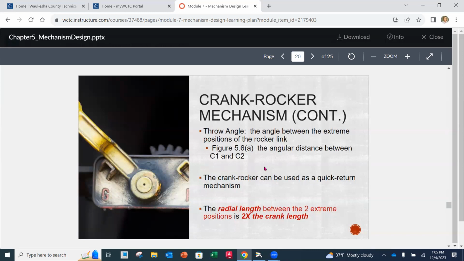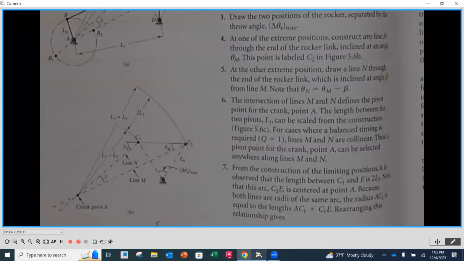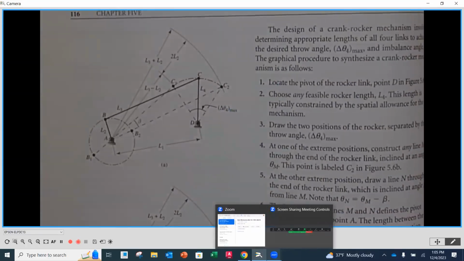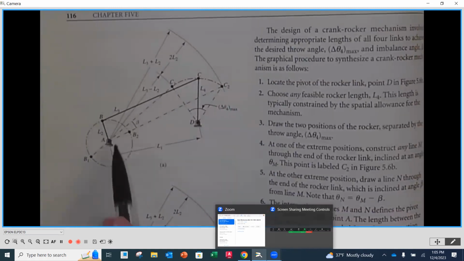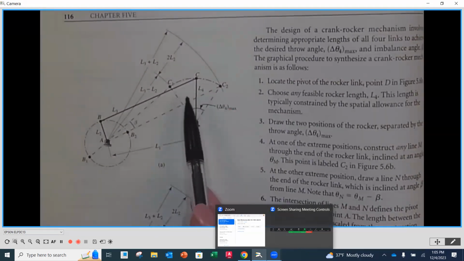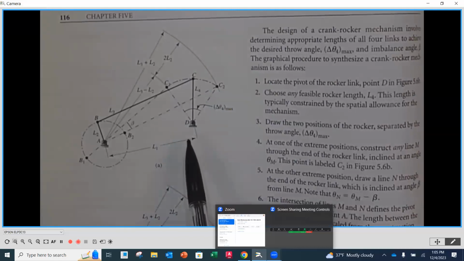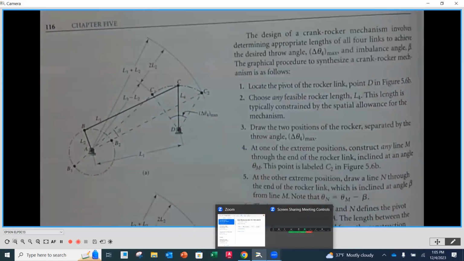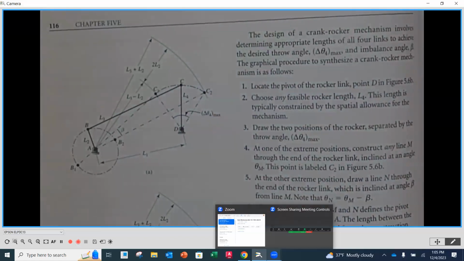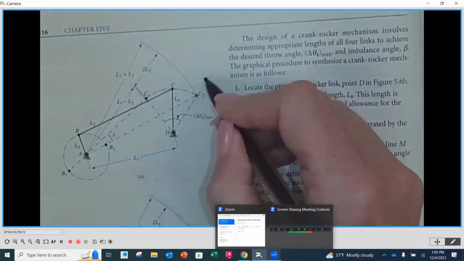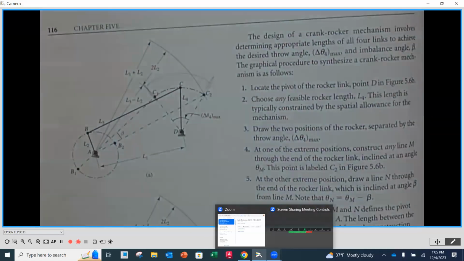So if we go to page 116 and look at figure 5.6, we'll see a crank rocker mechanism here in its kinematic diagram phase. At the beginning, up on the top, we have our crank. And then our rocker or the oscillator is going to be link number 4. In this case, we're going to put our link directly vertical and then half of our oscillation or our throw is going to be on either side. So the total angle between C1 and C2 is going to be that throw angle.